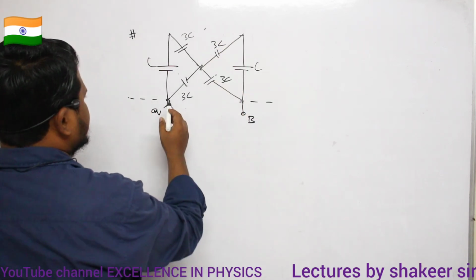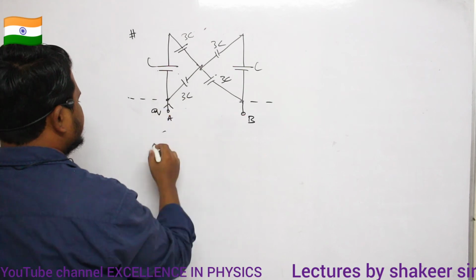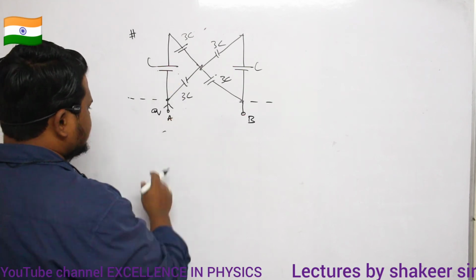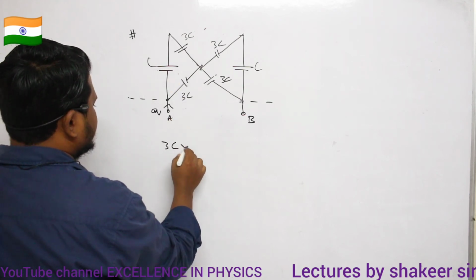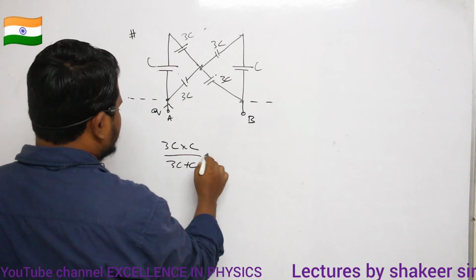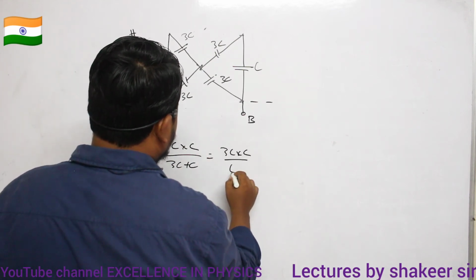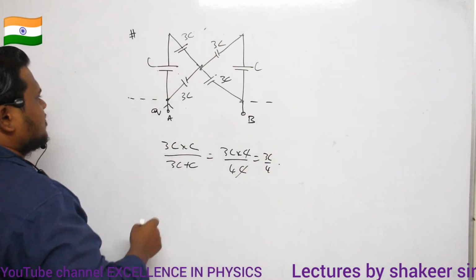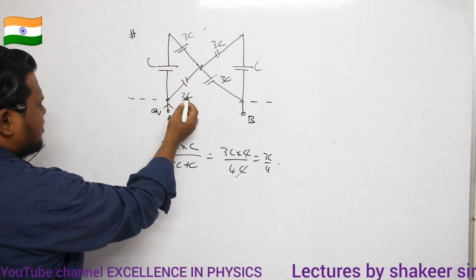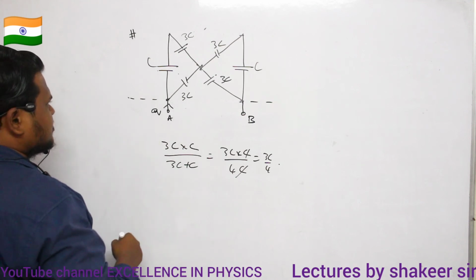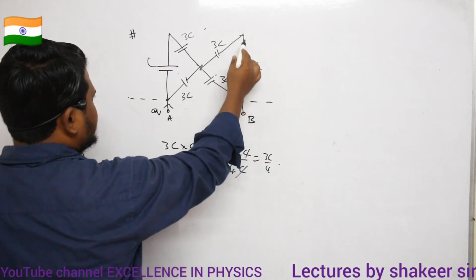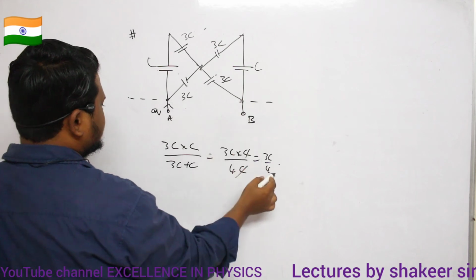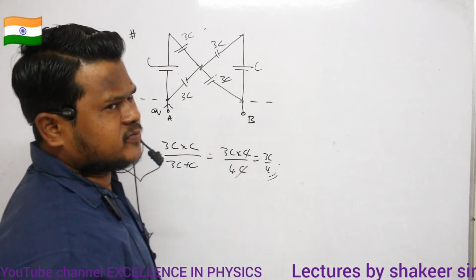Next, what about C and 3C? C and 3C are connected in series connection, no? So 3C times C divided by 3C plus C. So how much? 3C into C divided by 4C. C cancels, 3C divided by 4. Clear? So 3C divided by 4 and this 3C are connected in parallel connection. Similarly, 3C and C, these two are also connected in series. So again, the capacitance is 3C divided by 4.